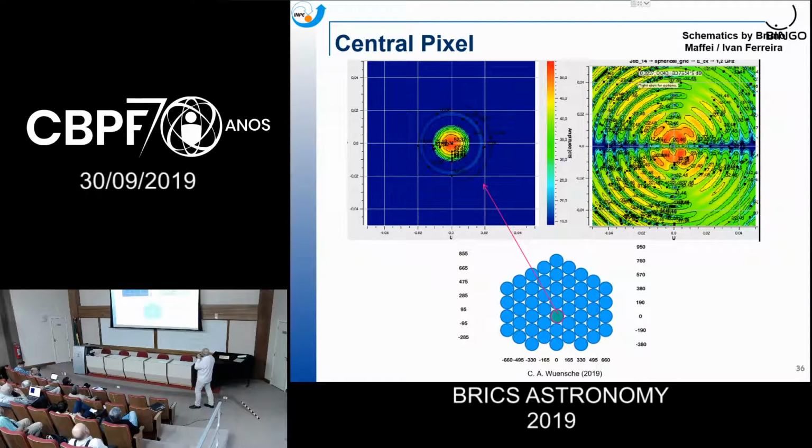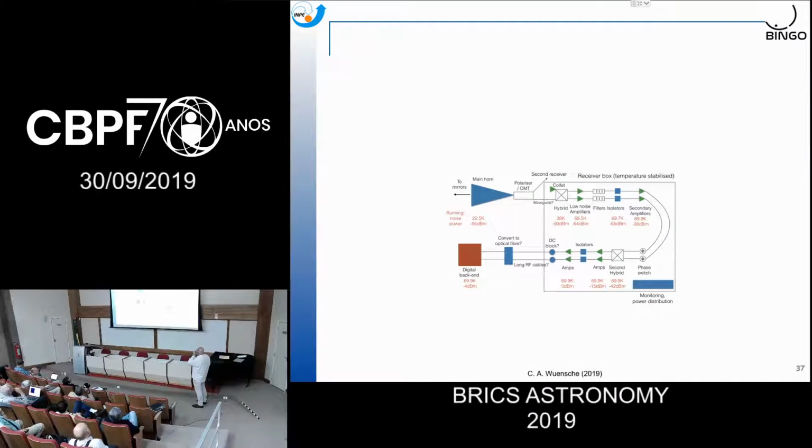So that's the behavior of the pixels. There's a central pixel. It's very, very symmetric. So you see the cross-polarization behavior.